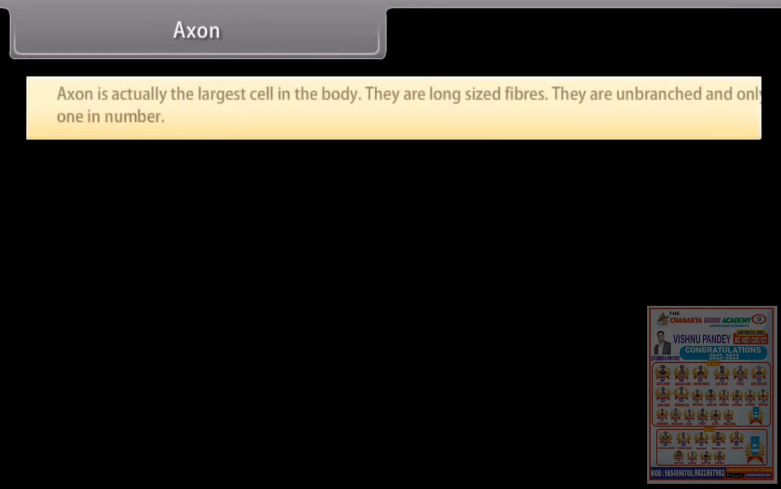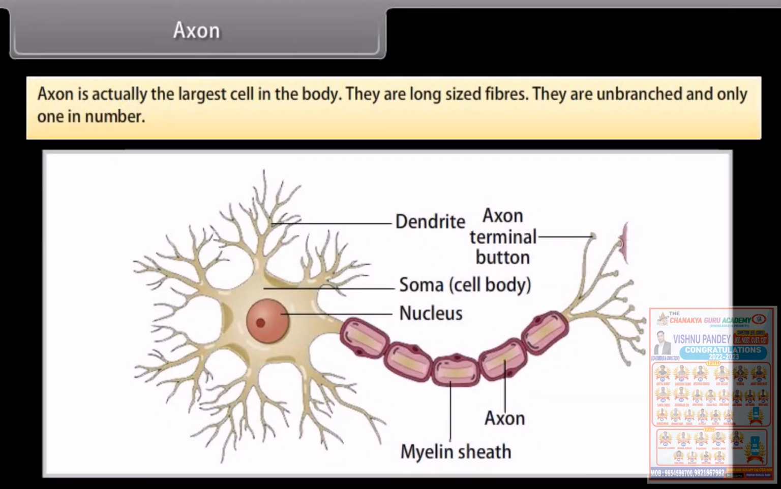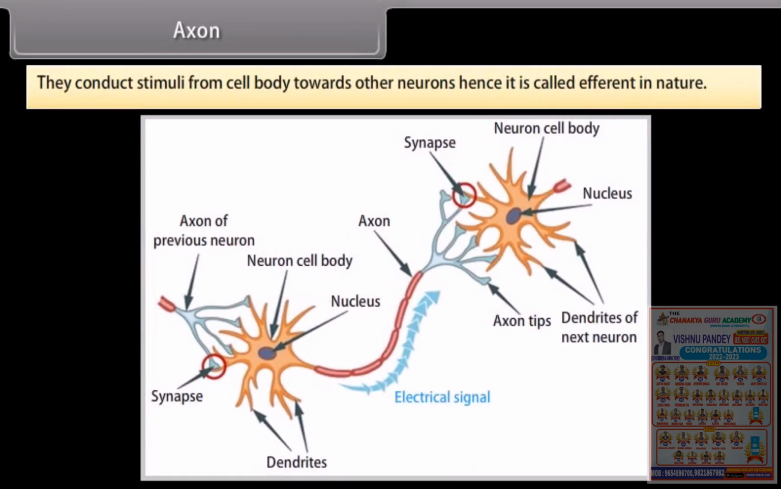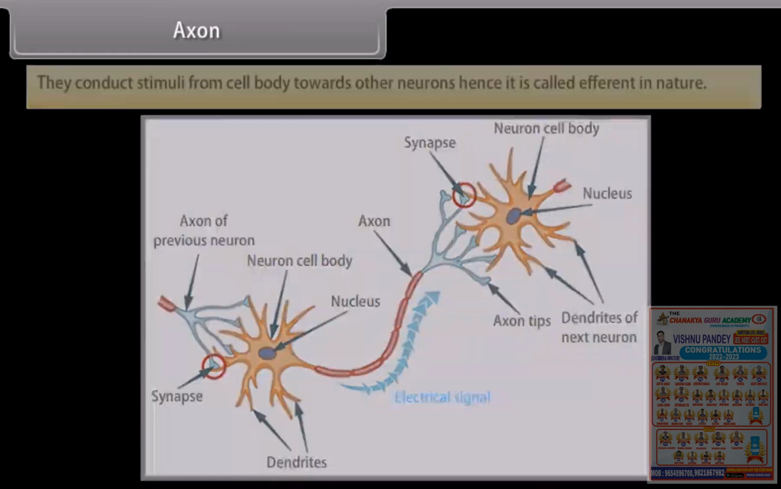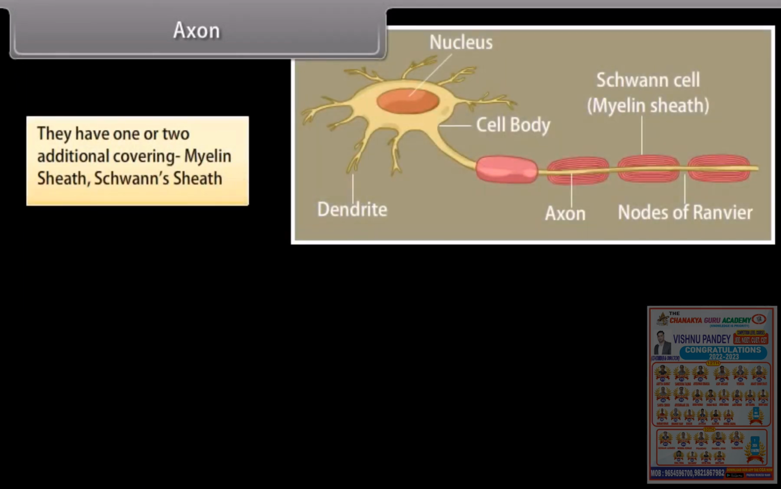Axon. Axon is actually the largest cell in the body. They are long-sized fibers. They are unbranched and only one in number. They conduct stimuli from cell body towards other neurons, hence it is called efferent in nature. They have one or two additional coverings.